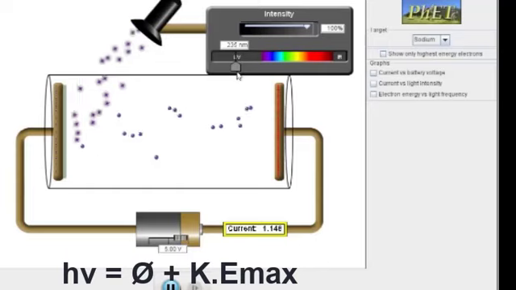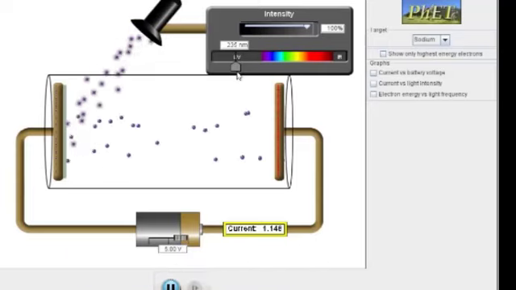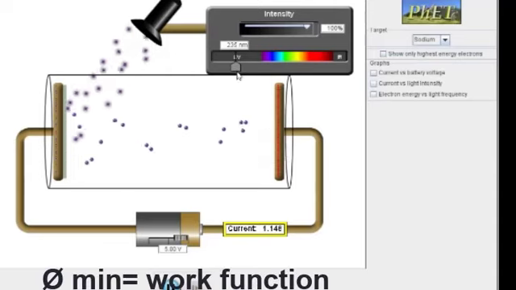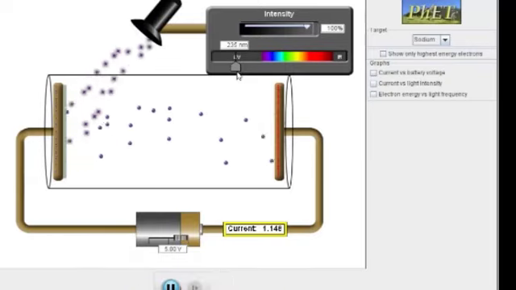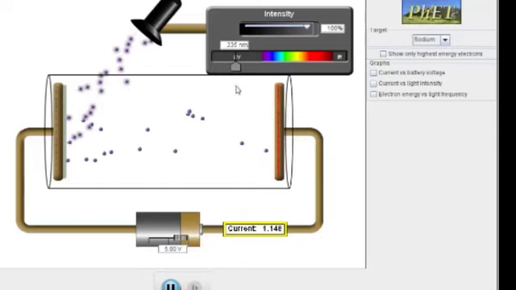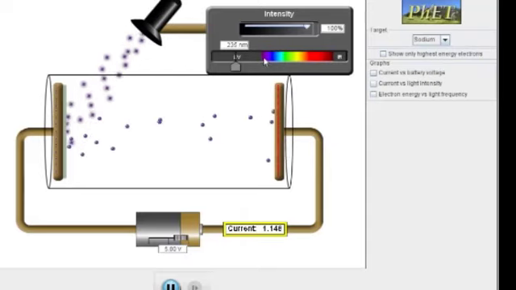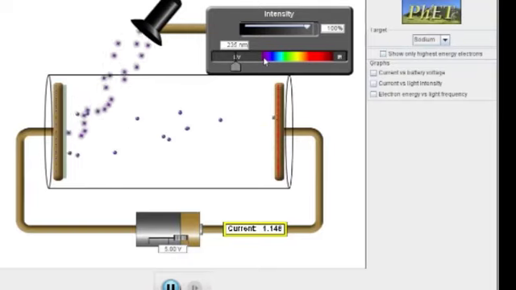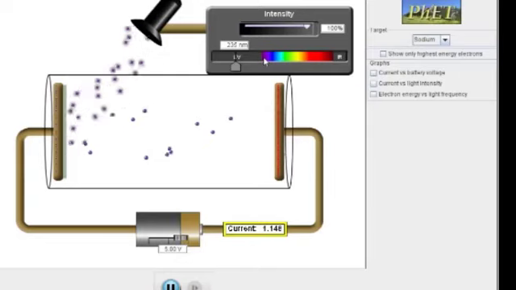Energy E is equal to hc by lambda, which is equal to phi minimum plus kinetic energy. Phi minimum is the work function of the metal, which is a characteristic property of the metal, and it varies from metal to metal. So we observed that there was a certain limit of frequency or wavelength below which the photoelectric effect could not be observed for a specific metal. These are called threshold wavelength and threshold frequency.